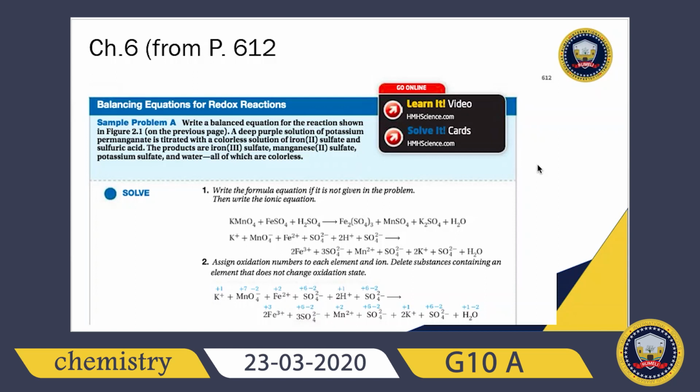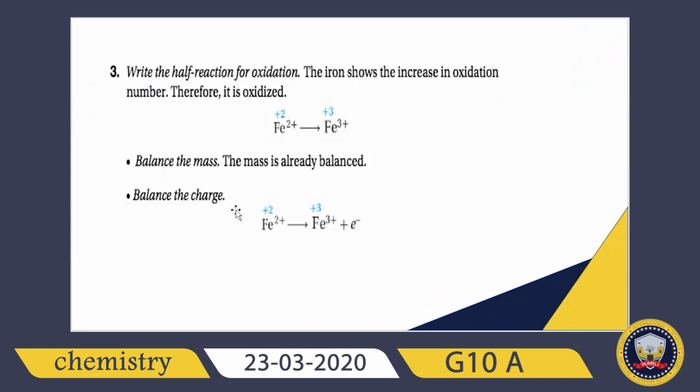So then we continue now. Step 3. Now what do we do after we wrote that? Then we write the half reaction for the oxidation, and we write the half reaction for reduction, like we learned before. Then for each one of them, we balance the atoms, then balance the charge. So we start with the oxidation. We write the half reaction for oxidation, this one.